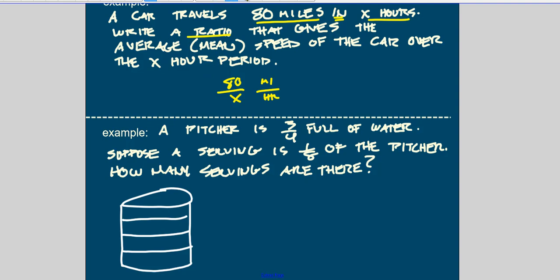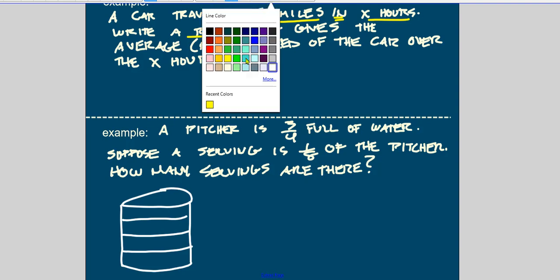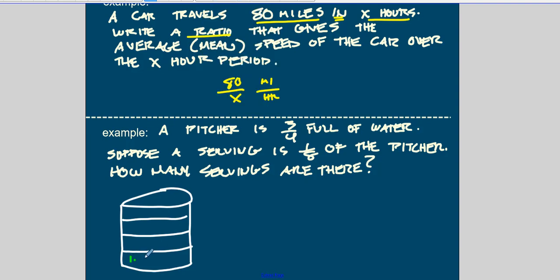Okay, so it's 3/4 full of water. So let's fill it with water. Now, a serving is 1/8 of the pitcher, so for a serving, I'm going to use red here. I could divide each of those fourths in half, and now I have 8/8. So 3/4, how many servings are there? Well, a serving is the red section, so there's 1, 2, 3, 4, 5, 6. So the answer is going to be 6.